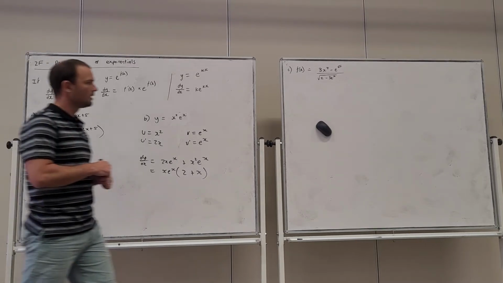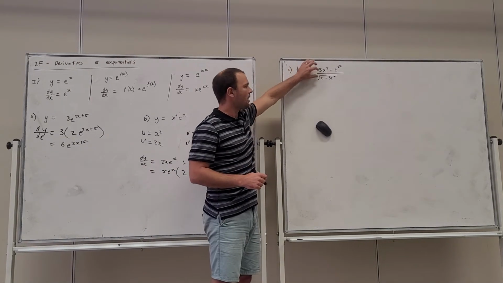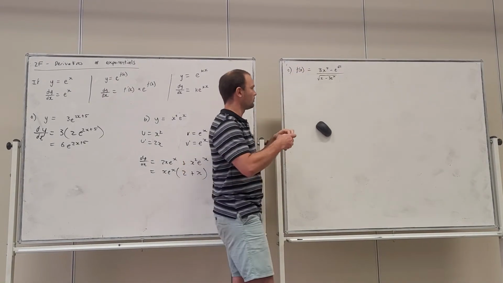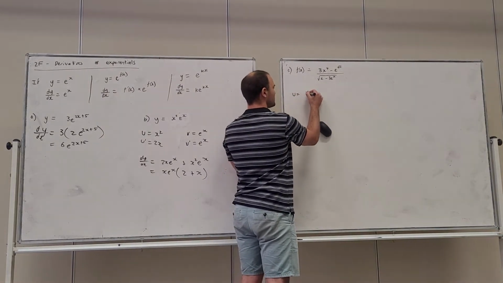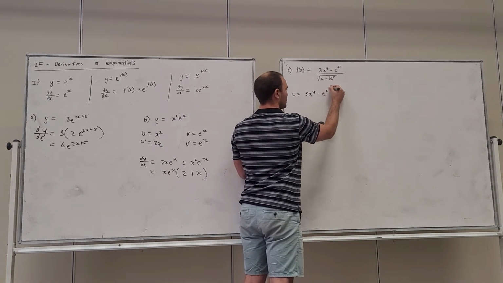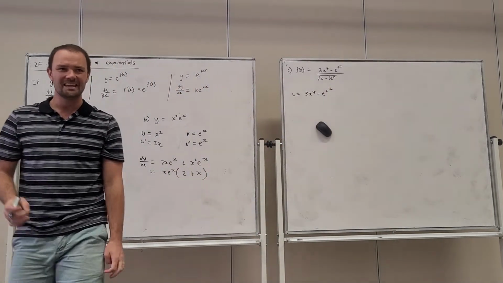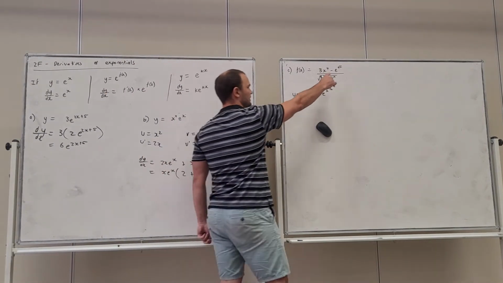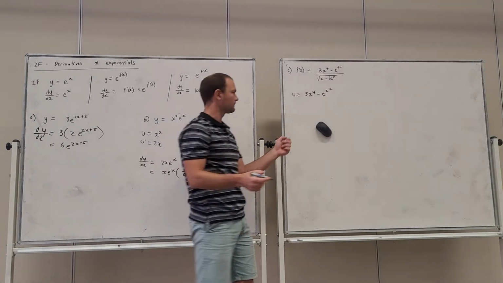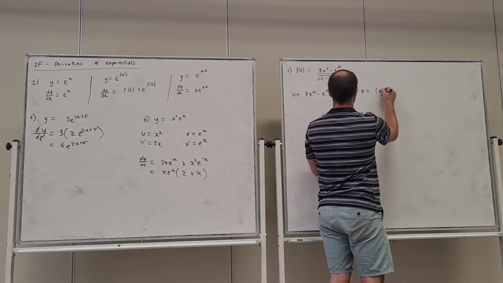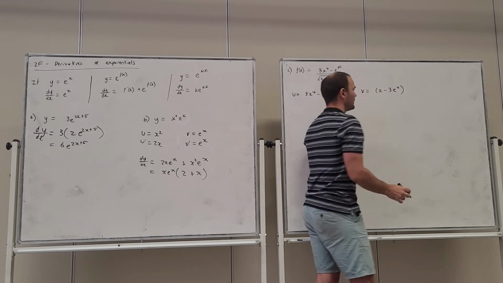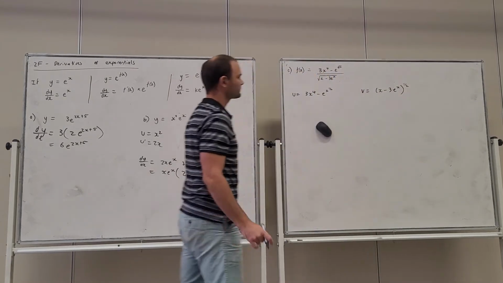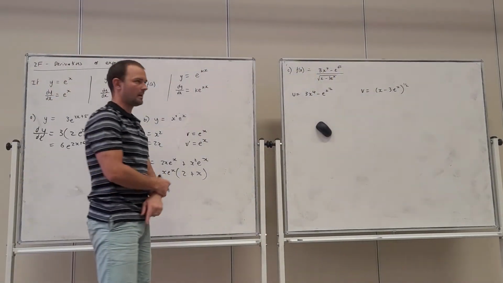Okay, let's move on to C. Here we have one function divided by another function. What rule do we use when we have one function divided by another? Quotient. Quotient rule, very, very good. So u is going to be 3x to the 4, take e to the x to the half. All right, e to the x to the half because it's the square root of x. Square root means x to the half. v is going to be x take 3e to the x to the power of half.